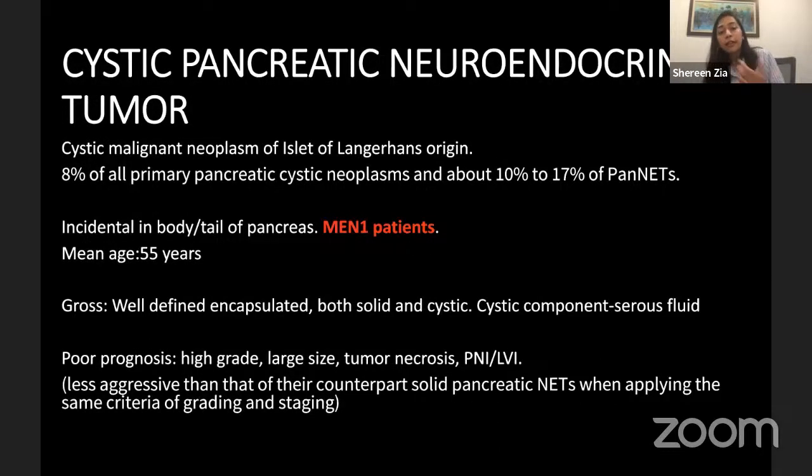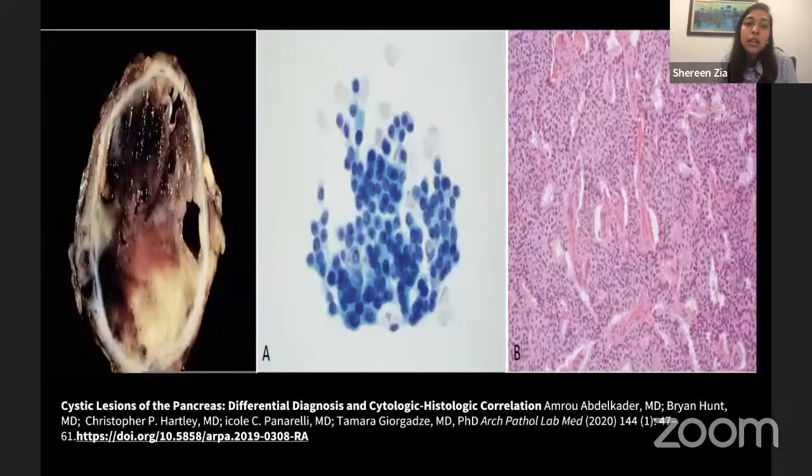So one of the differentials, like I was telling you, is cystic pancreatic neuroendocrine tumors, because they can be very monomorphic in appearance on cytology as well. So these can be solid or cystic, and the cystic component can have serous fluid. They are associated with MEN1 patients. And they're also not very common, they're rare. So this image I just put from one of the case reports to show you how they come in differential to the solid pseudopapillary lesions.